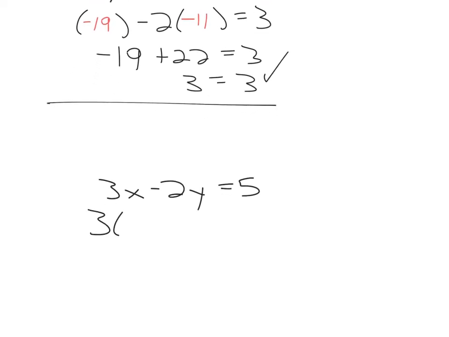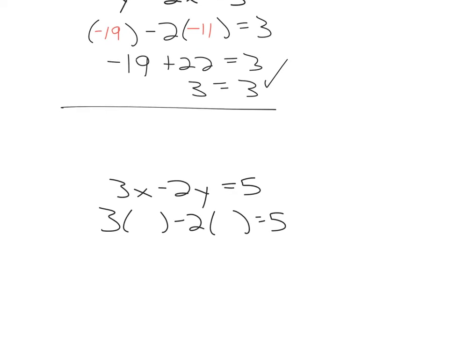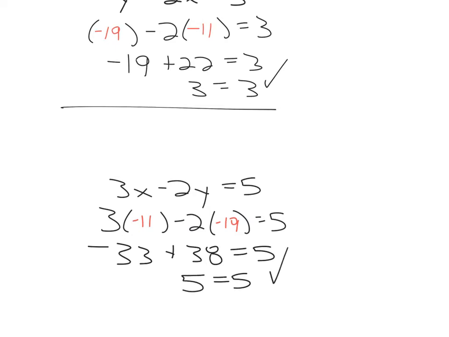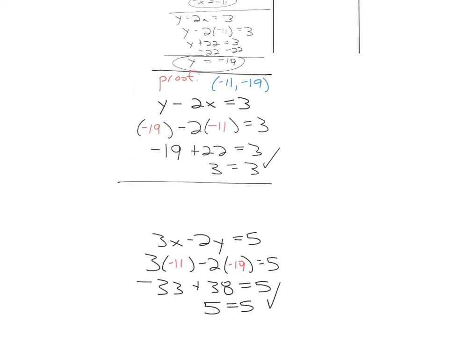So let's come down here and do this next one. We're going to write 3 parentheses minus 2 parentheses equals 5. And we have negative 11 for x, negative 19 for y, and when we calculate this out, we get negative 33 plus 38. Negative 2 times negative 19 is positive 38 equals 5. And negative 33 plus 38 is 5. So 5 equals 5. Check.